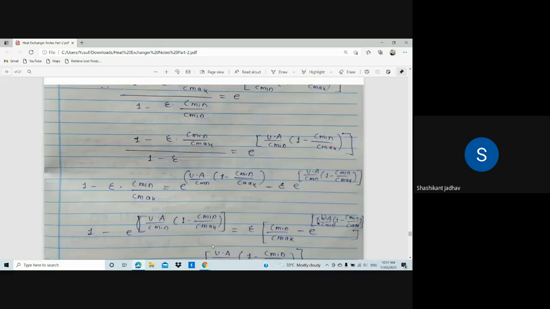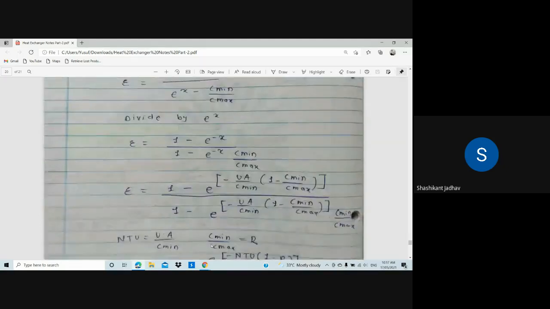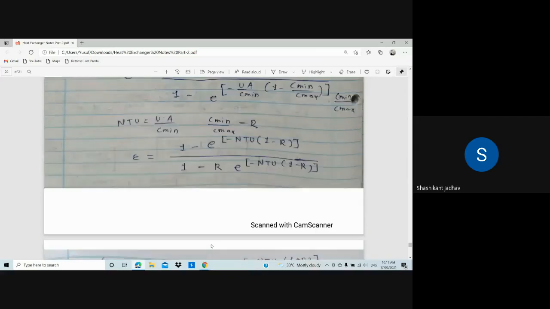So I have considered the first condition, Cc is less than Ch, then Cmin is nothing but Cc and Cmax is nothing but Ch. So after simplification, we get the equation for epsilon. Epsilon is equal to (1 - e^(-UA/Cmin × (1 - Cmin/Cmax))) divided by (Cmin/Cmax - e^(-UA/Cmin × (1 - Cmin/Cmax))). Okay. So after simplification, we have considered x as a term.